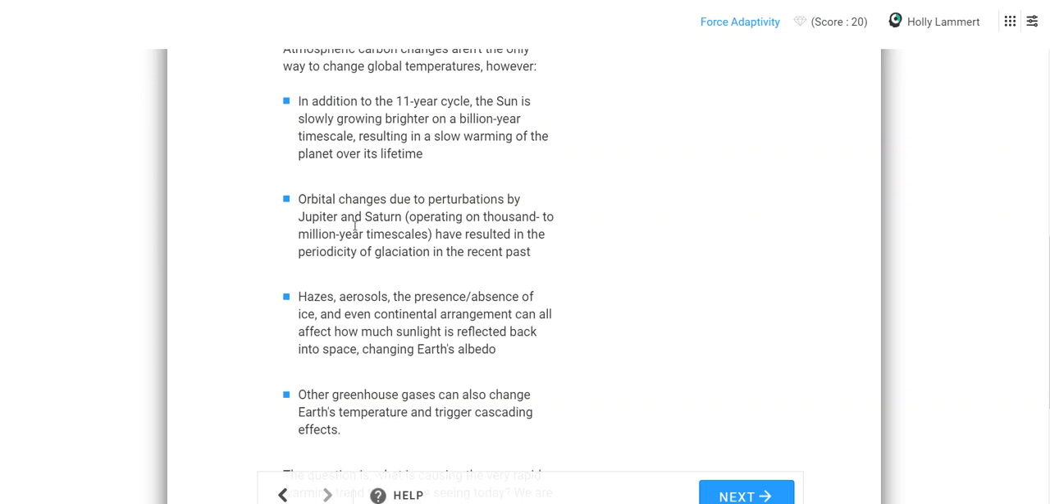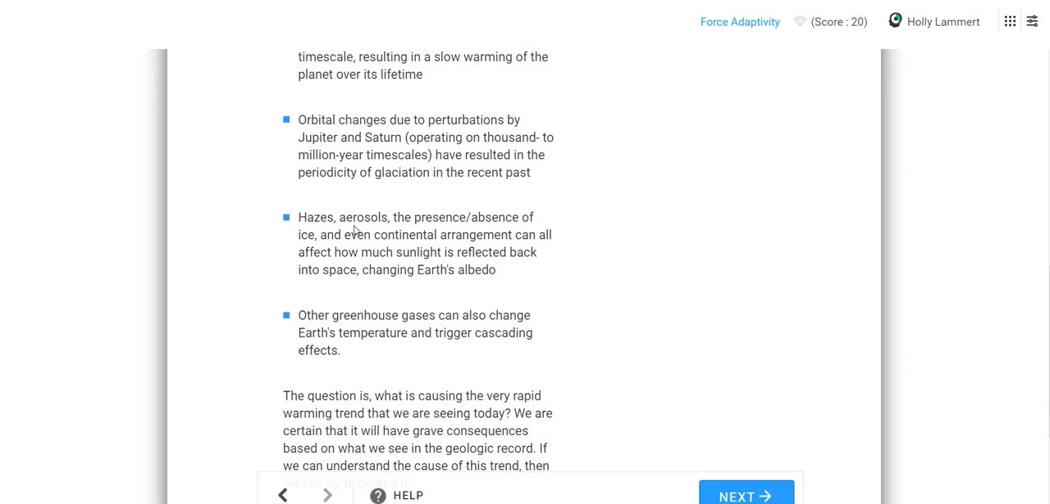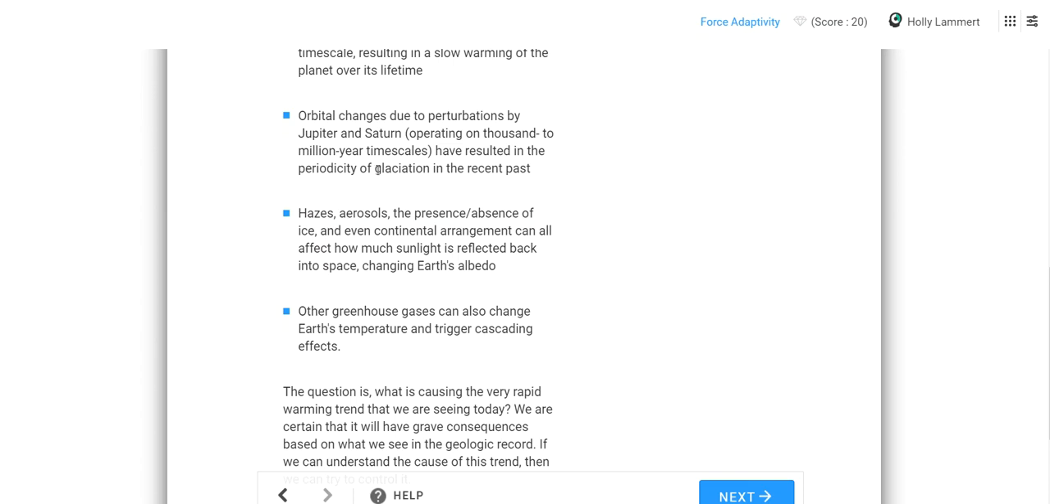Orbital changes due to perturbations, a perturbation is something that has an effect on something else, by Jupiter and Saturn operating on 1,000 to million year timescales have resulted in the periodicity, or something that happens in a schedule or a period, of glaciation in the recent past. Let's think about that. Orbital changes due to perturbations by Jupiter and Saturn. Okay, so maybe because of the influence of Jupiter and Saturn, that has caused some glaciation or increasing glaciers.